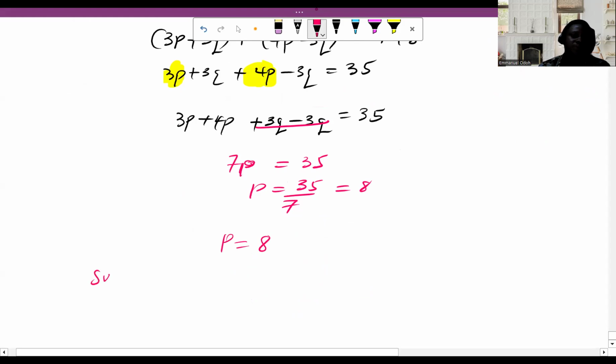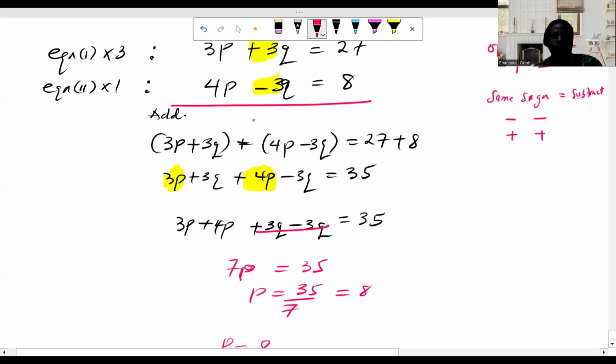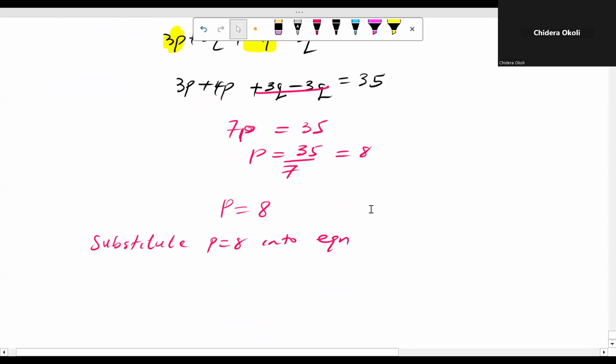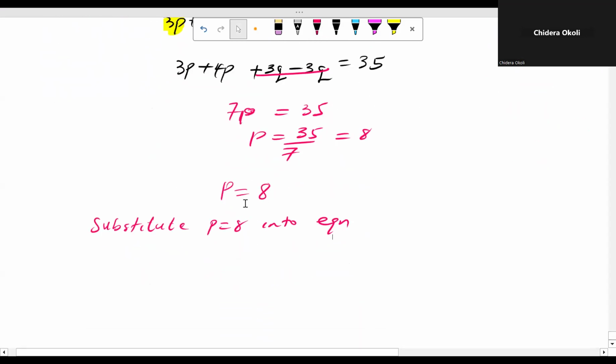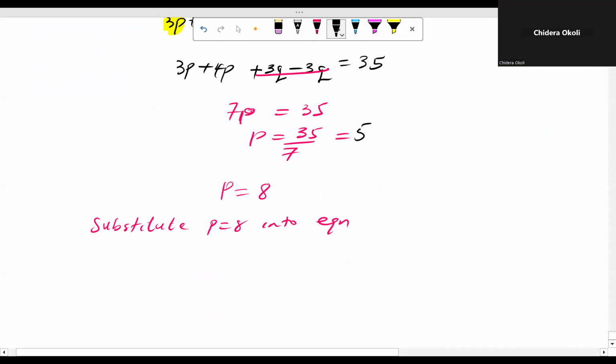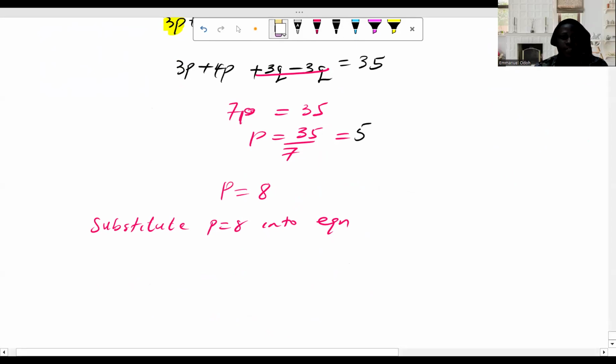So we can substitute that value of p, that's p equals 8, into any of the equations. So let's pick equation 1. Sir, the value of p is 5, not 8. Oh, thank you for that. So the value of p is 5. Yeah, it's 5.